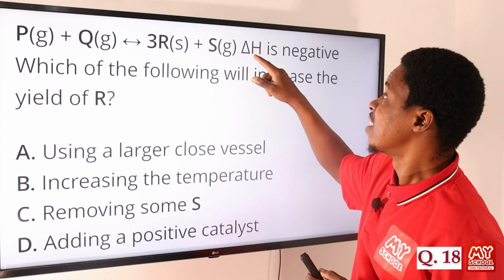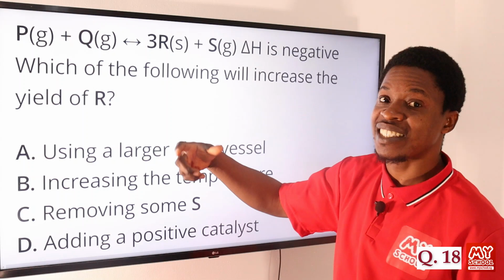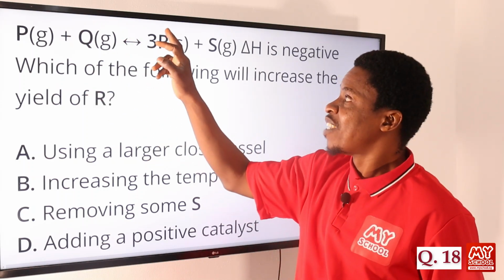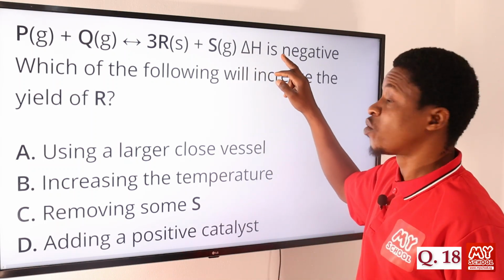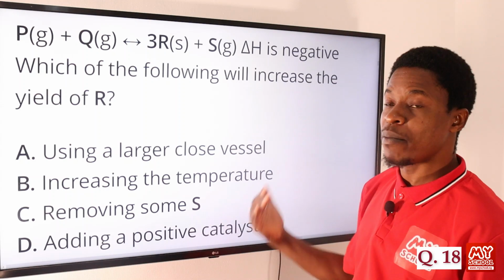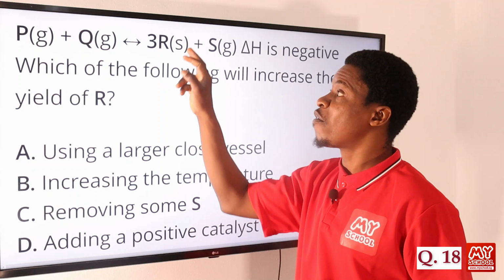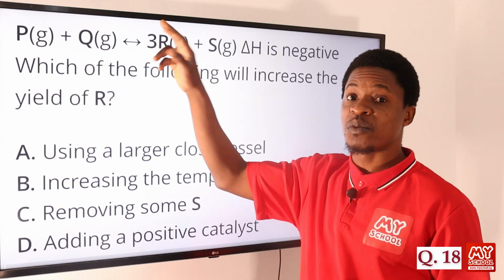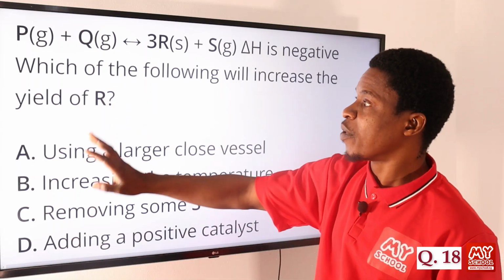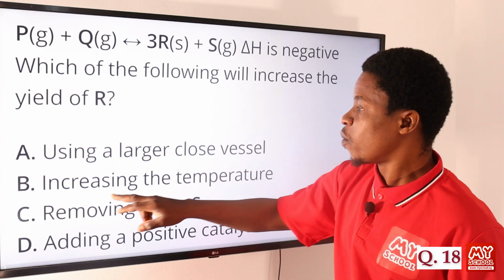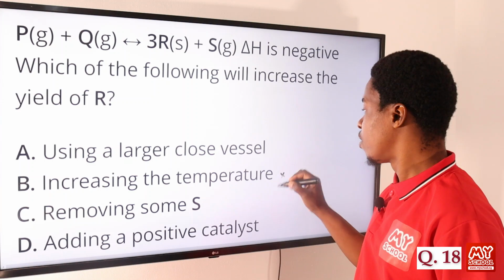If delta H were positive, an increase in temperature would have produced more of this. If it were an endothermic reaction, an increase in temperature would cause the equilibrium position to shift to the right, favoring more production of R. That is Le Chatelier's principle. But since this is negative, increasing the temperature is not going to work. So option B is not the answer.